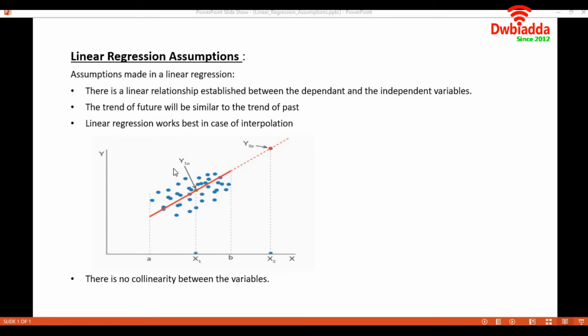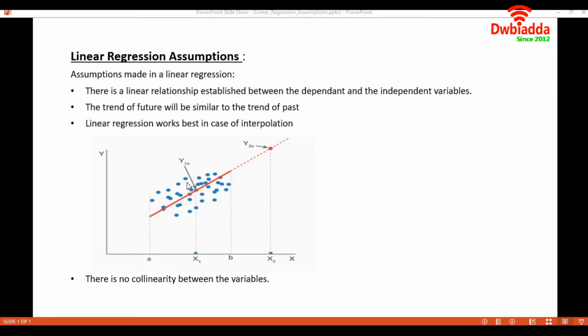I just cannot run any kind of model which I had built before this and expect it to work properly. I need to have different models which could be reading the data of a similar situation. So that's an important assumption. We need to make sure the trend of the future will be similar to the trend of the past, right?